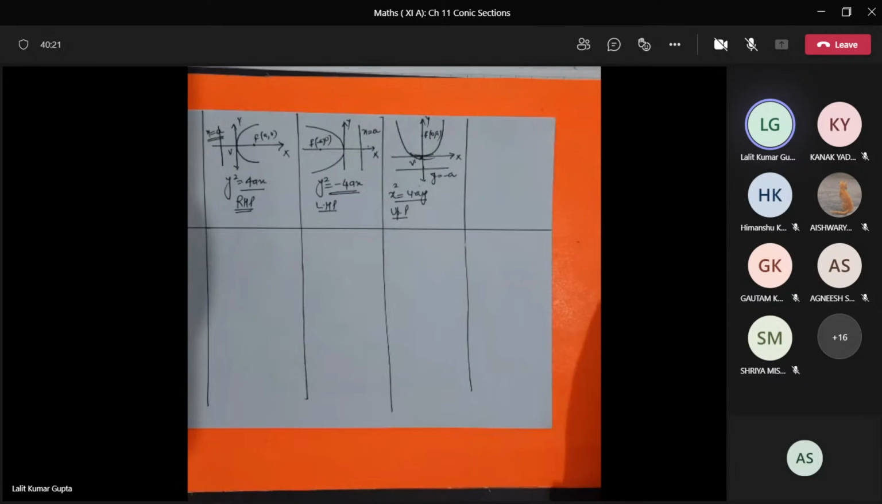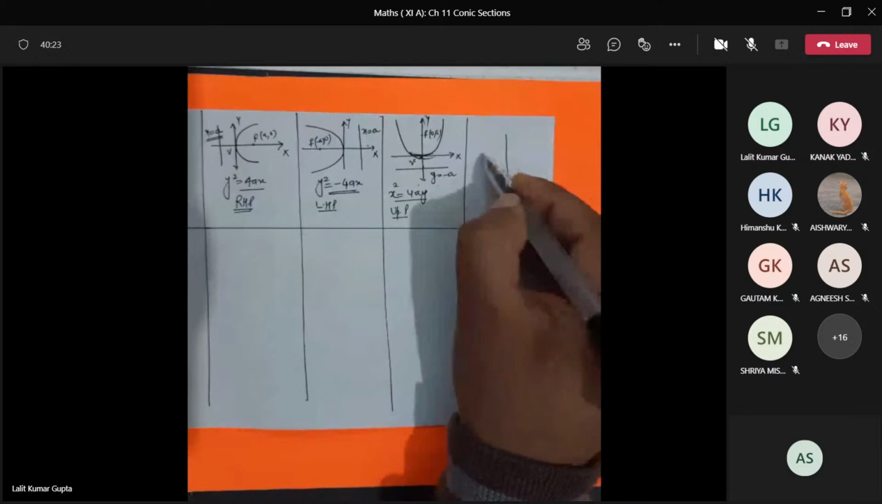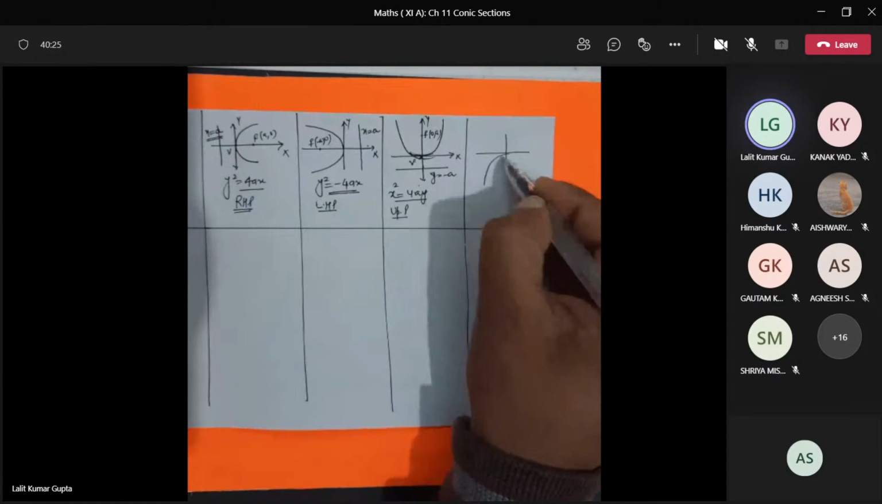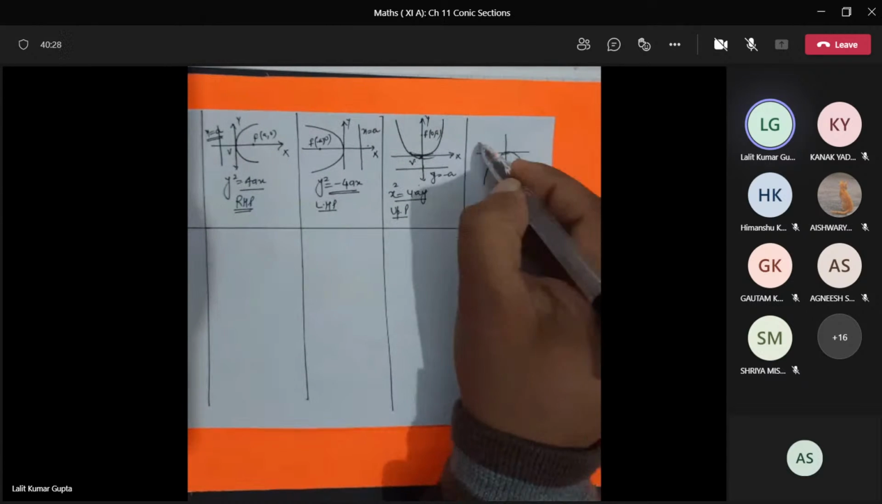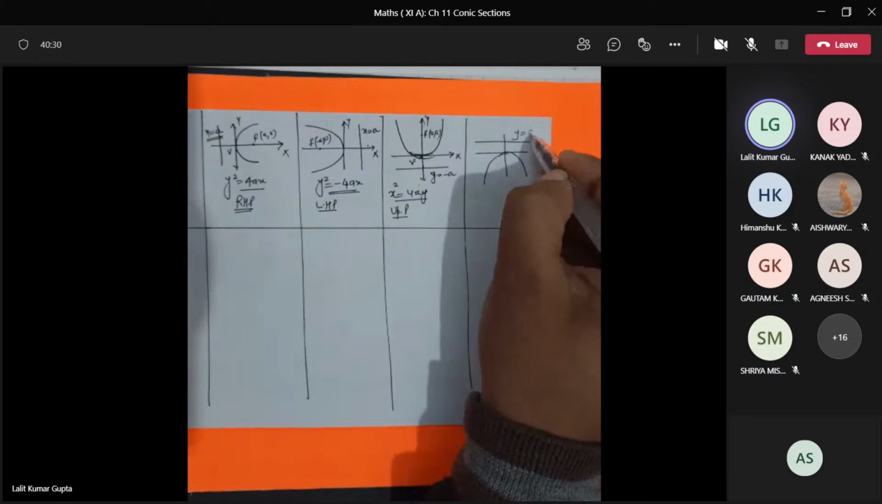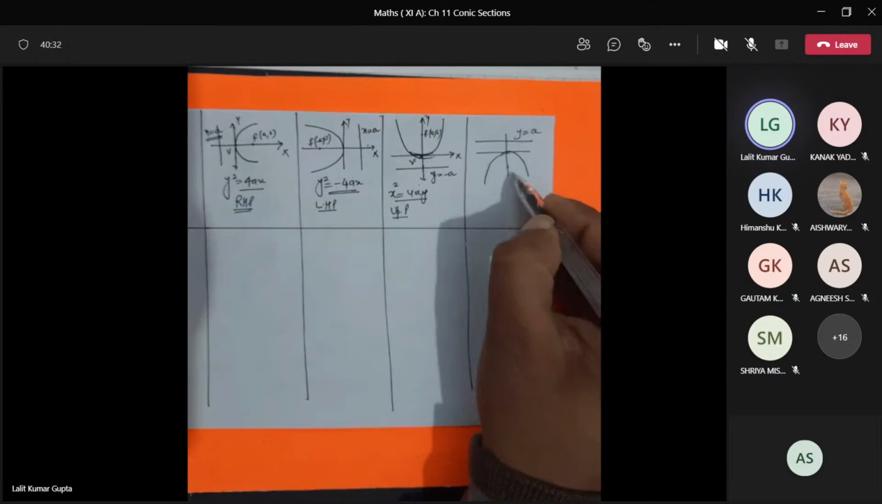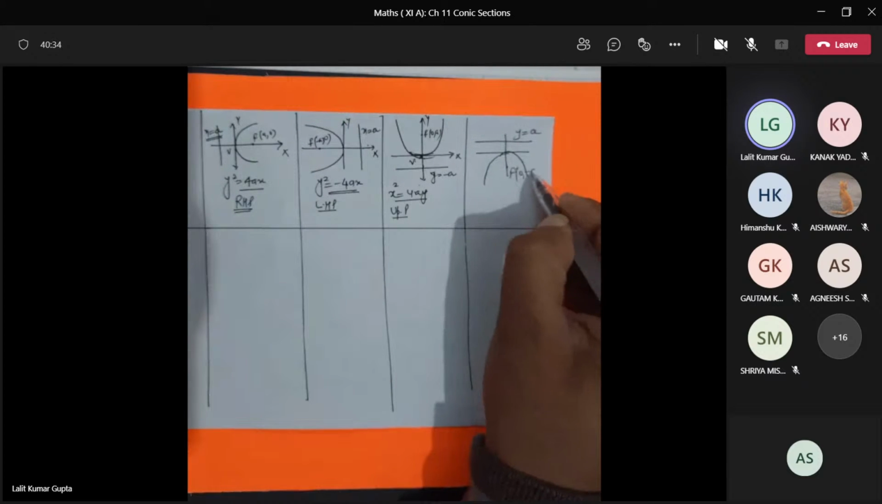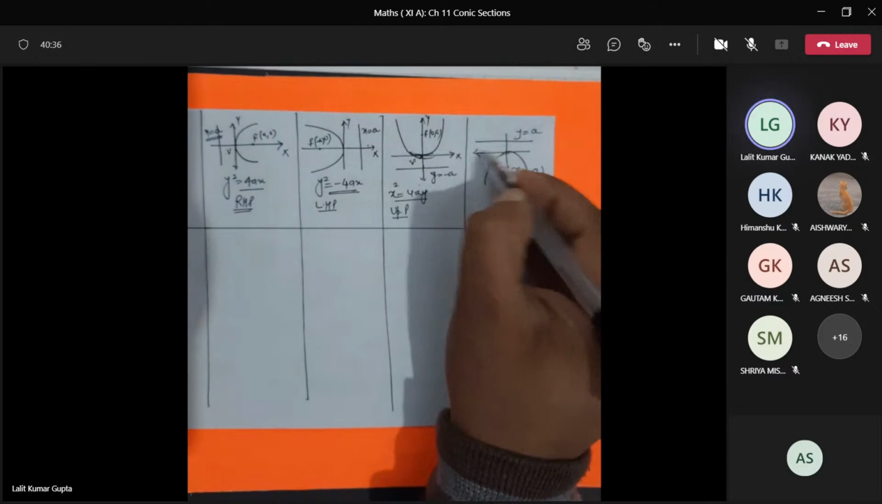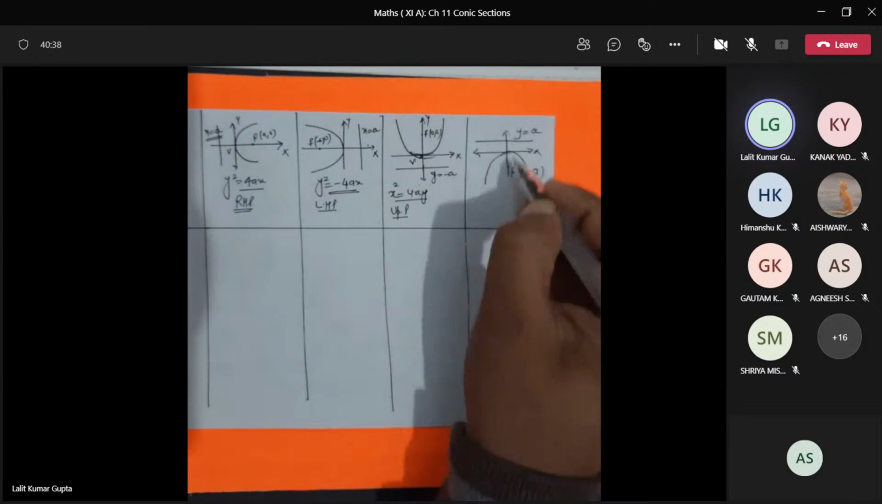And the last one is the downward parabola. The fixed line equation is y equal to a, the fixed point is (0, minus a). This is the x-axis and this is the y-axis.